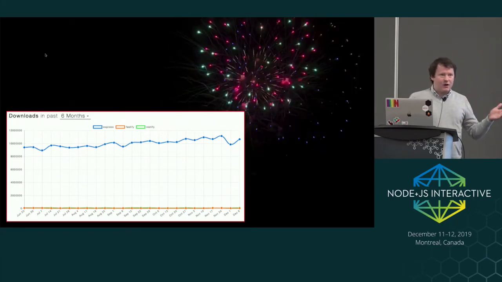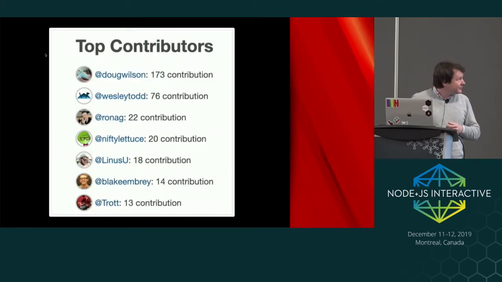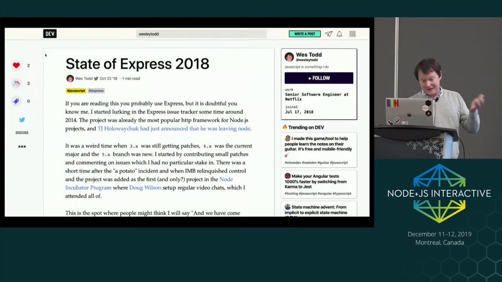So as I went from there, sort of the typical story, you slowly get more and more involved in the project, and I am the second most prolific contributor, way behind Doug, right? But if you look at it, it quite quickly drops off. So you'll see Linus and Blake are both TC members as well. These contributions are code and comments and other sort of GitHub activity. So this story is to share a little bit about my history and why I'm here today.